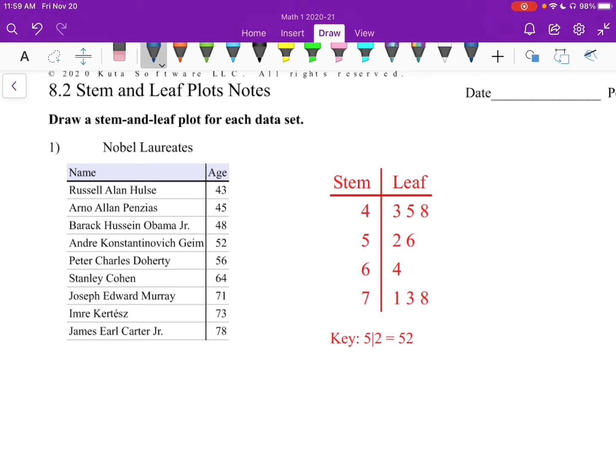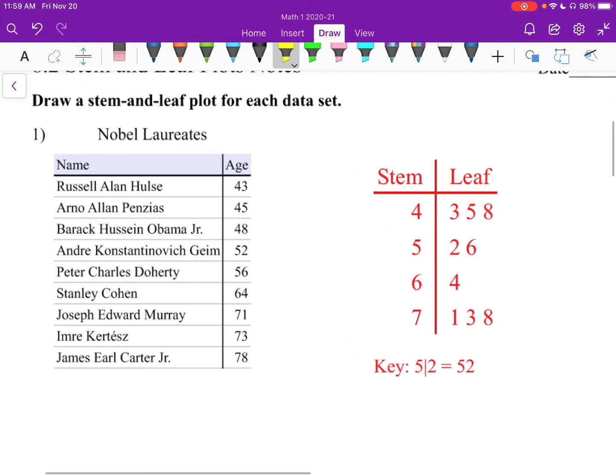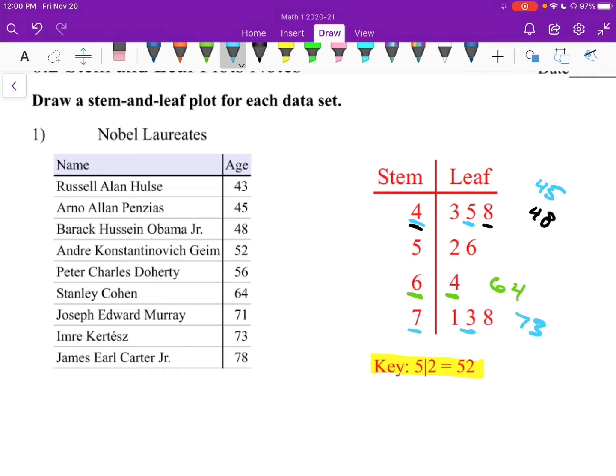But before you go and start writing it down, copying it down, let's look at where these numbers came from. Well, down here, if we look at this key, it tells us that 5 line 2 is 52. So you just kind of smash the numbers together. So if you take 4 and the 5 there, that's going to be 45. If you take the 4 and the 8, that's going to be 48. If we look at this one, that's easy to see that that's going to be 64. If we take 7 and 3, that's going to be 73. So it's kind of a different way to visualize some data.